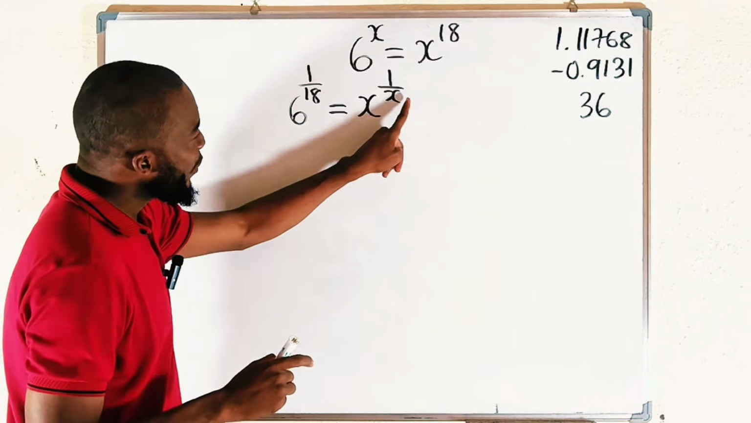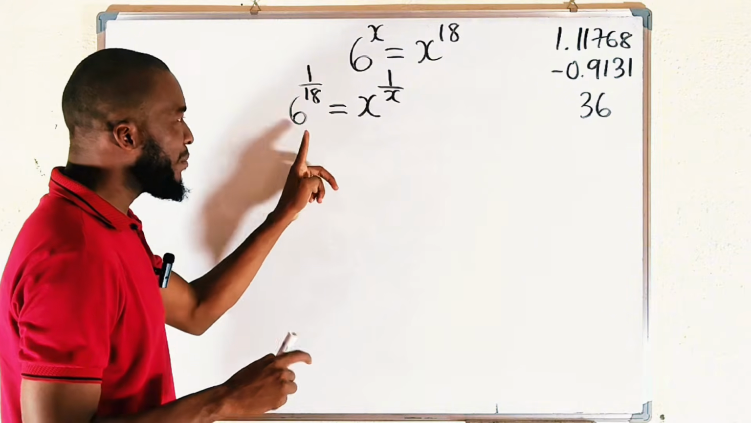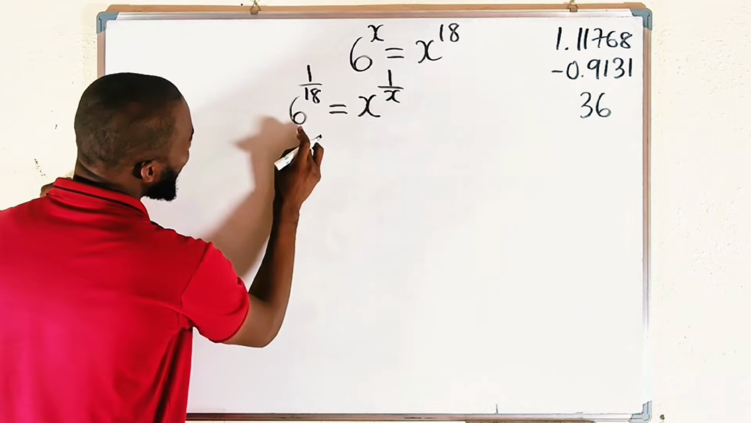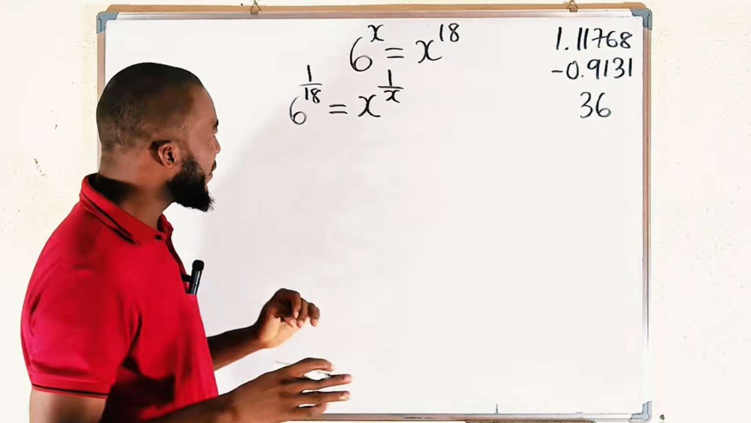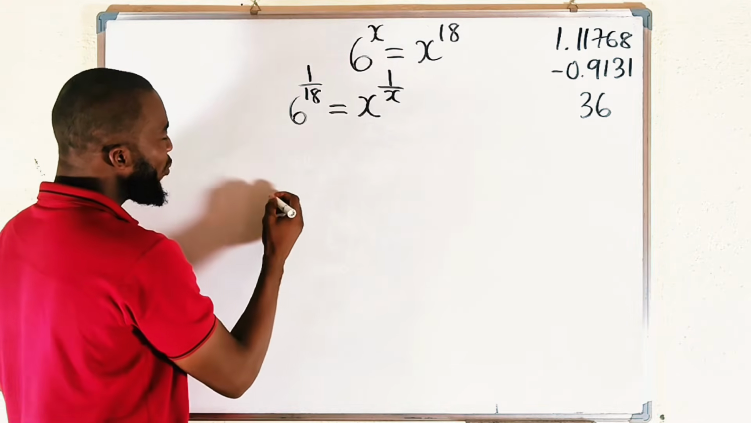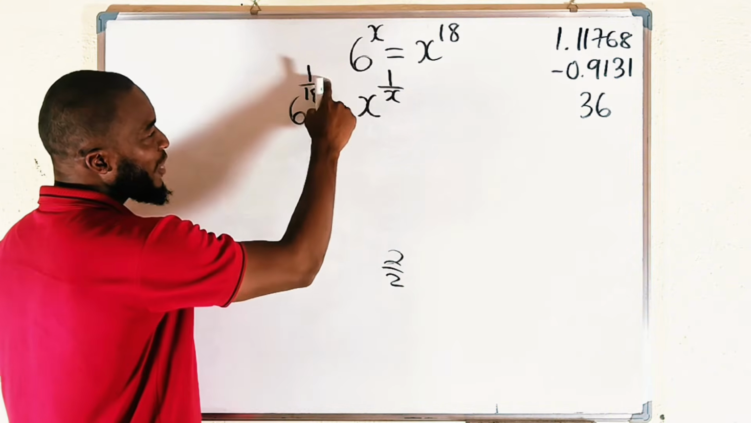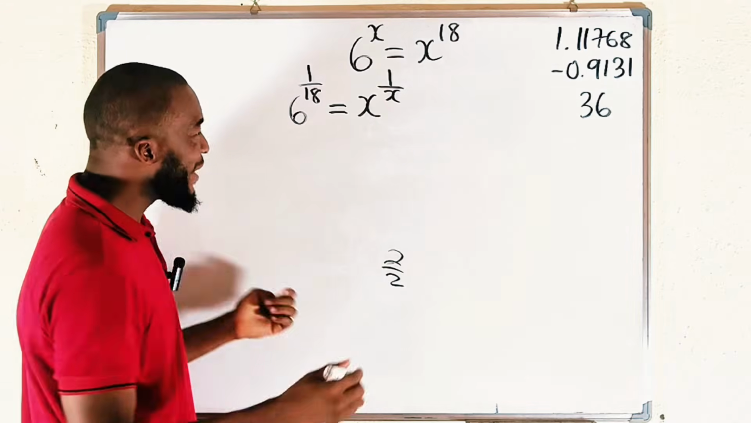You see we have x here, we have x here, but this is 6 and this is 18. Had it been they are the same, then we can conclude that x is equal to one of the numbers. So how can we change this number so that they will be exactly the same? One thing we can do is, remember 2 divided by 2 is 1. So we can multiply this exponent by 2 divided by 2. This is a manipulation I told you.